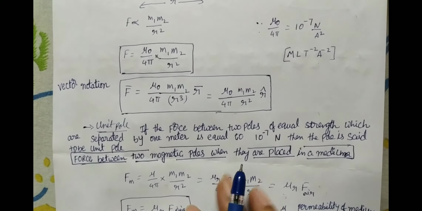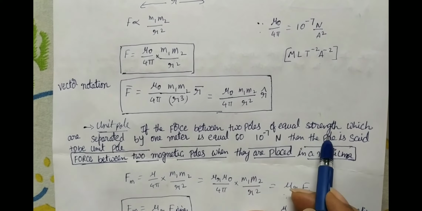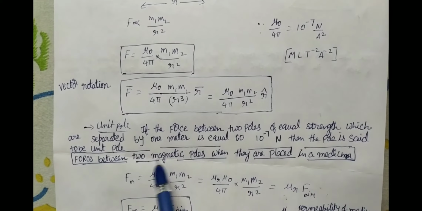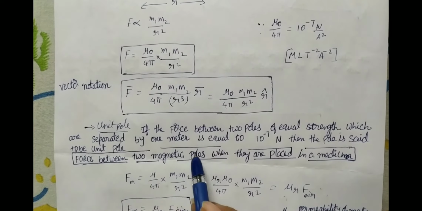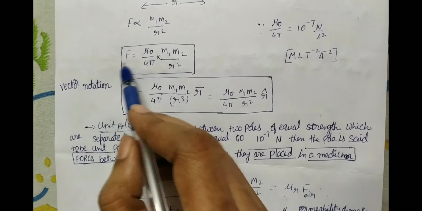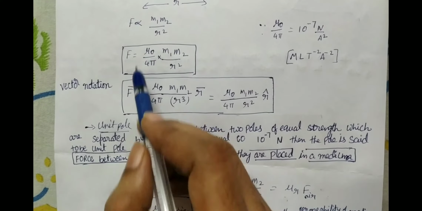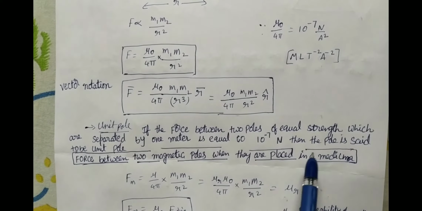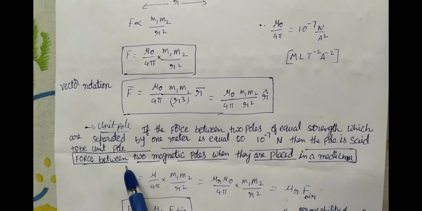What is a unit pole? If the force between two poles of equal strength, equal strength meaning M1 is equal to M2, which are separated by 1 meter distance, R is equal to 1, and the force is equal to 10 power minus 7 Newton, then 10 power minus 7 gets cancelled and this becomes 1. M into M, M square is equal to 1. Then M is equal to 1. Like that they define pole strength. So if the force is equal to 10 power minus 7 Newton, then the pole is said to be a unit pole.